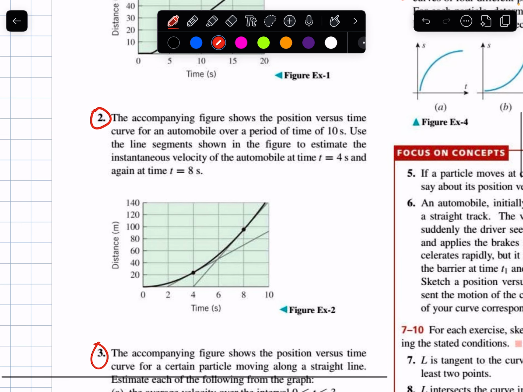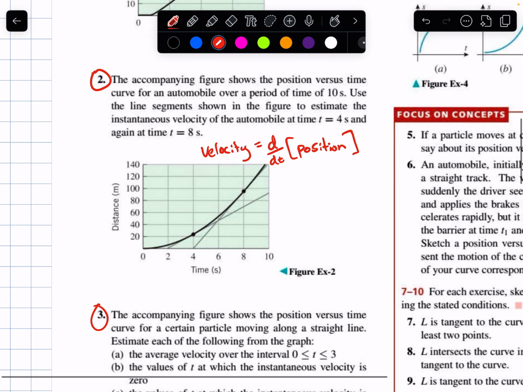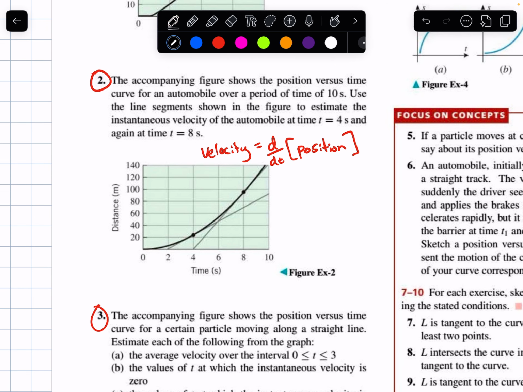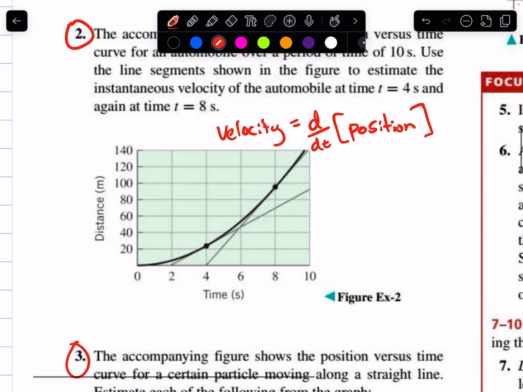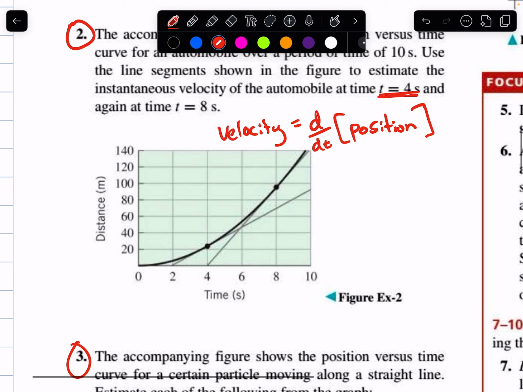So remember, the velocity equals the derivative with respect to time of the position function. And just in case you forgot, the derivative is the slope of the tangent line. So basically, let's look at this again. At t equals 4 seconds, let's encounter this first one. T equals 4 seconds is right here. So this is the tangent line here.